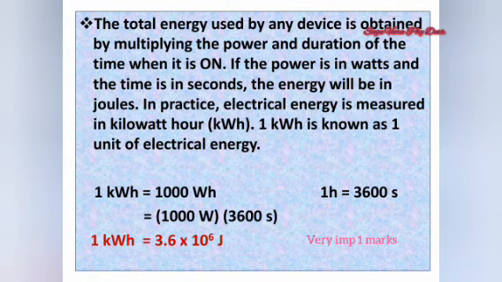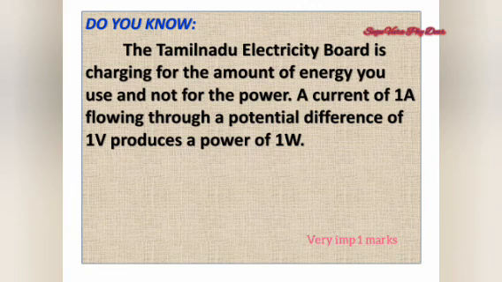It's a very important 1 mark question. Do you know the Tamil Nadu Electricity Board charges for the amount of energy you use and not for the power? A current of 1 ampere flowing through a potential difference of 1 volt produces a power of 1 watt.